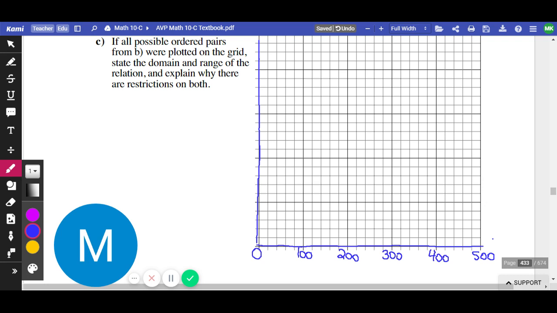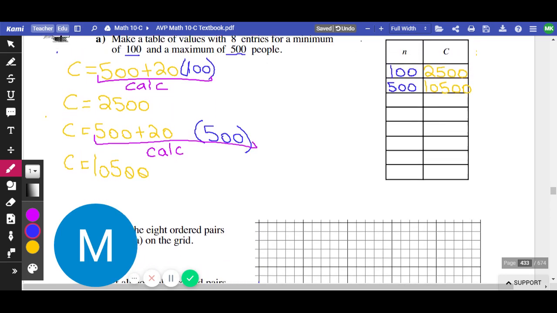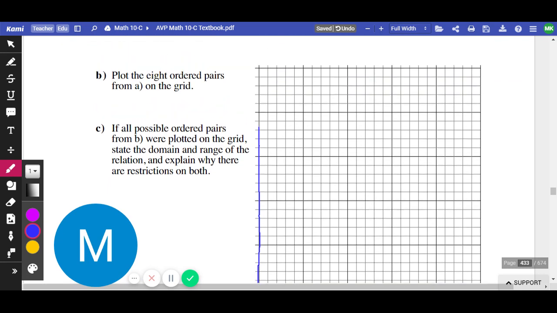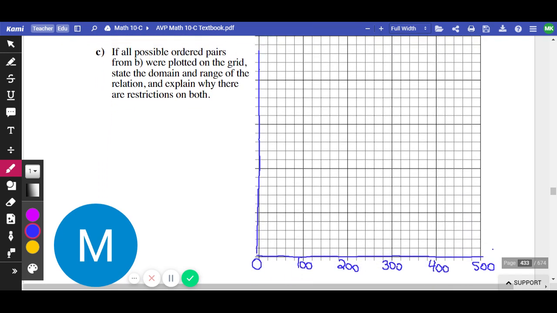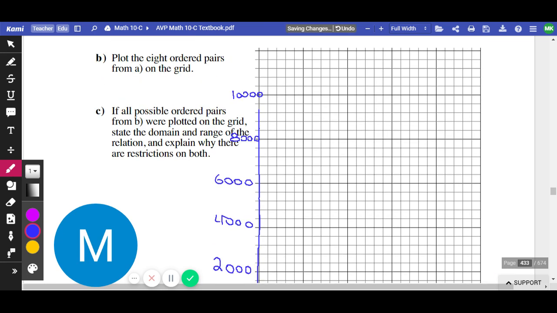Awesome. For our cost, so going all the way up to the top, we start at 0. We have to get all the way up to about 10,500. So I'm going to count how many blocks I have. 1, 2, 3, 4, 5, 6 blocks. That means I'm going to go up by 2,000s. So this will be 2,000. This will be 4,000. 6,000, 8,000, 10,000, and the highest one would be 12,000.